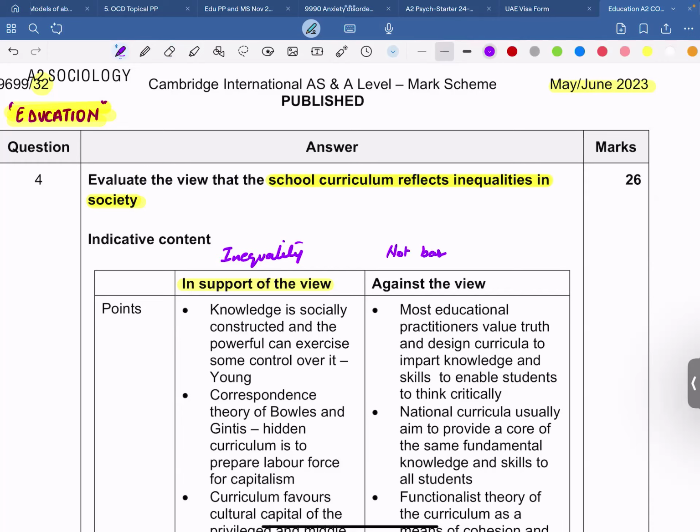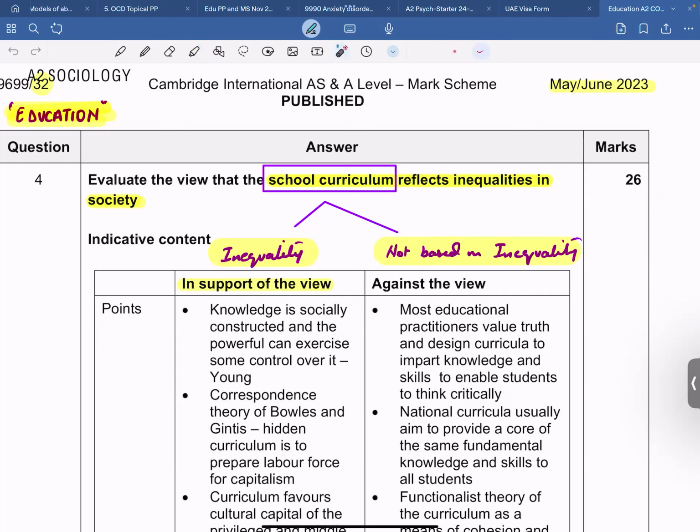Now, what is based on inequality? We're talking about the school curriculum over here, right? The extent to which the school curriculum is a reflection of inequality, or the extent to which it does not reflect inequality.